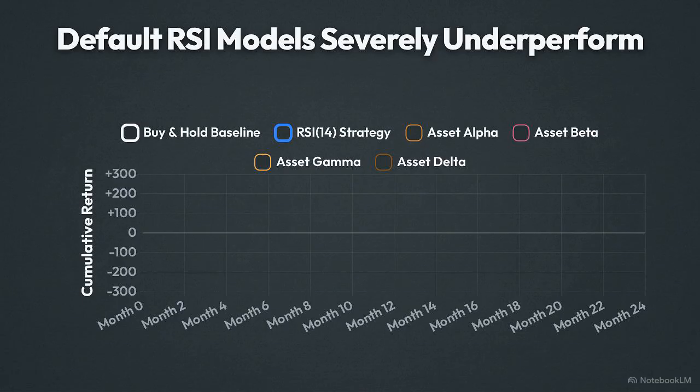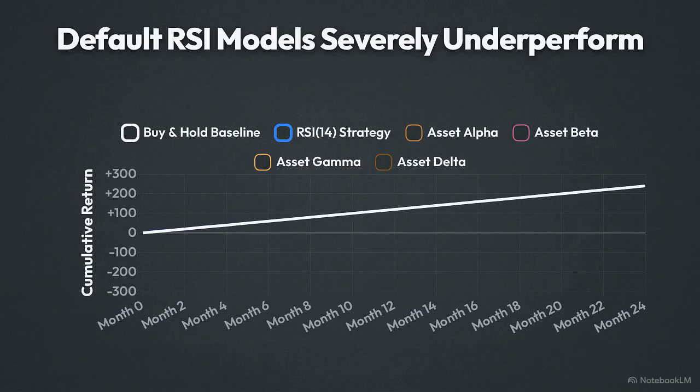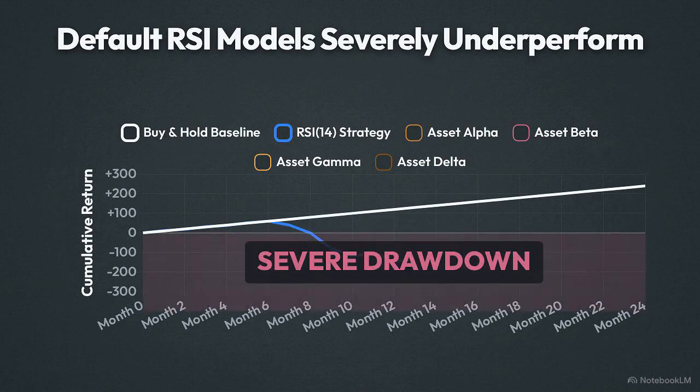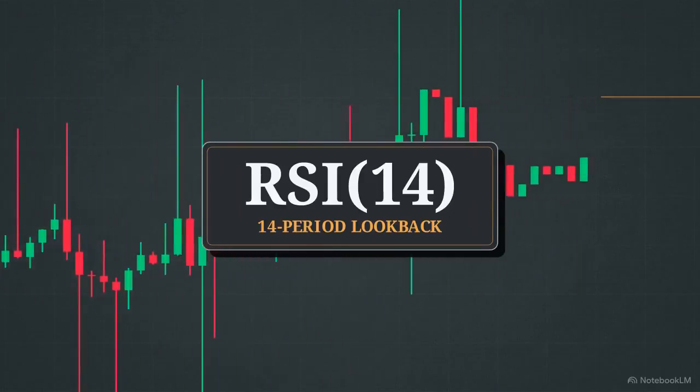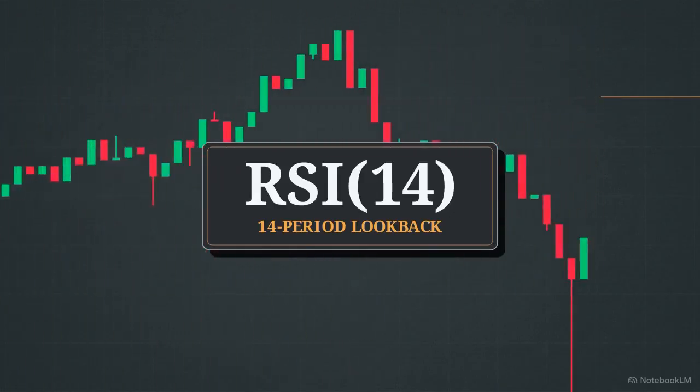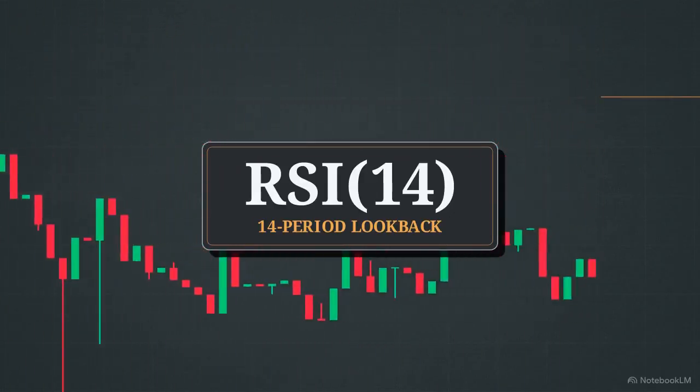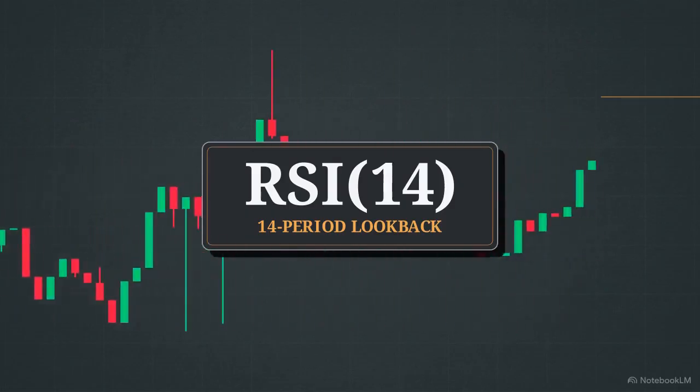This simulation tracks a default RSI strategy, using a 14-period lookback and 70-30 thresholds, plotted alongside a buy-and-hold baseline. The RSI model quickly plunges into a severe drawdown. Tested across a random basket of assets, the standard model consistently and severely underperforms. The failure comes from the application itself. Traders are applying a static, inherently lagging mathematical formula to dynamic, high-velocity market microstructures.